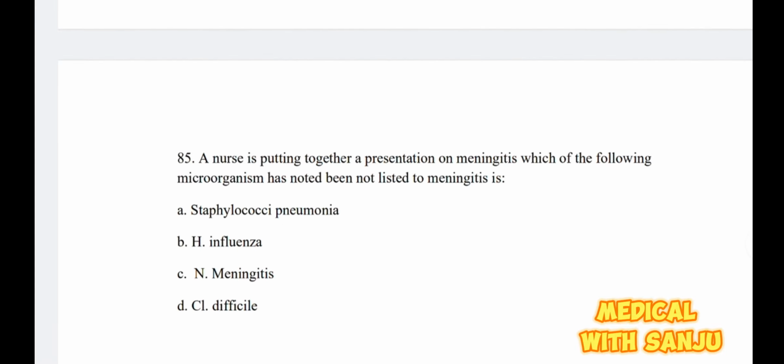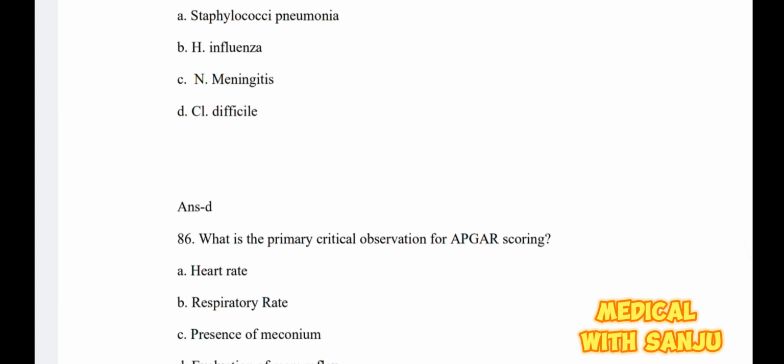Question number 85. A nurse is putting together a presentation on meningitis. Which of the following microorganisms has not been listed to cause meningitis? Option A staphylococcal pneumonia, option B H influenza, option C N meningitis, and option D C. difficile. Option D is right answer.